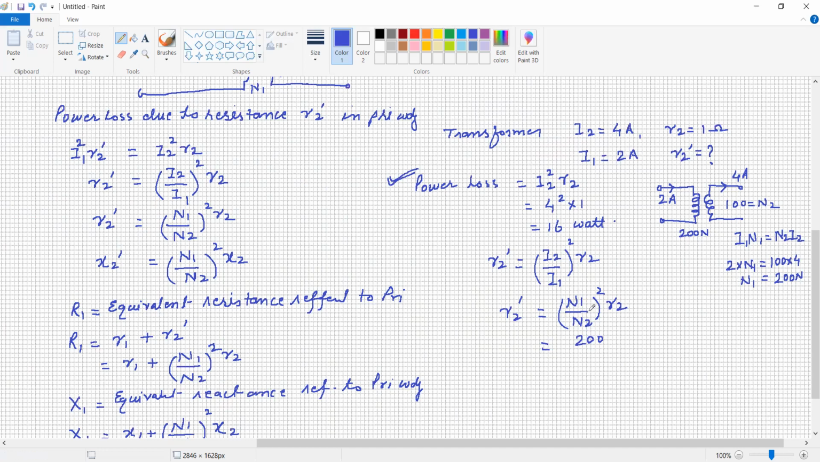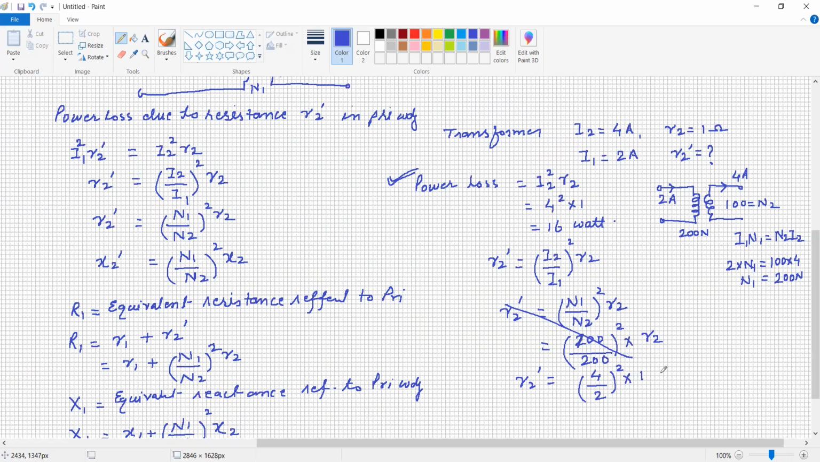So it is referred to the primary side. N1 is 100 and N2 is 200, so the referred value is (N2/N1) squared into R. So what would be the value of the resistance? It is I2 upon I1 only. So R2 dash is equal to (4 ampere divided by 2 ampere) squared into R2.